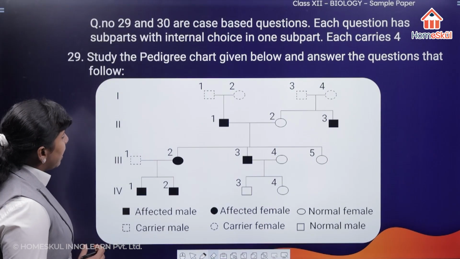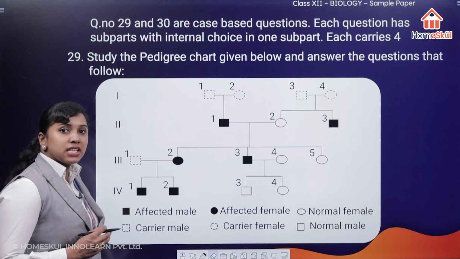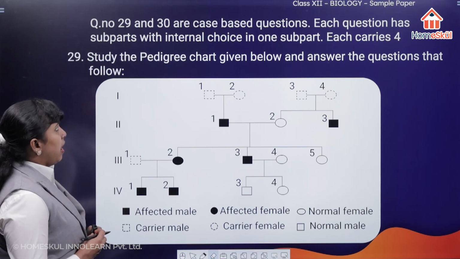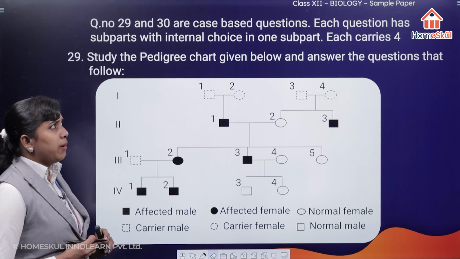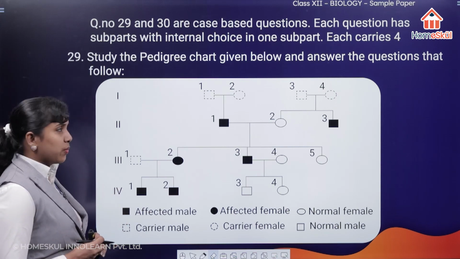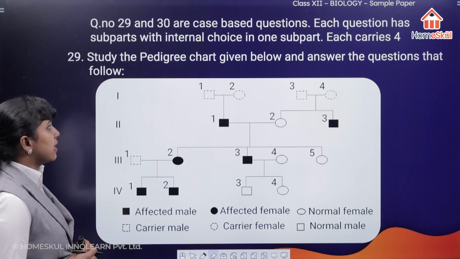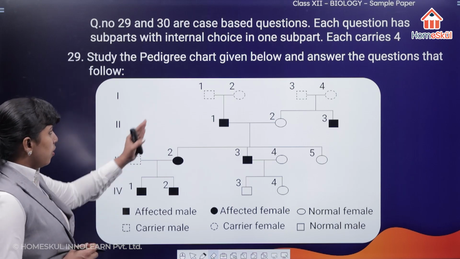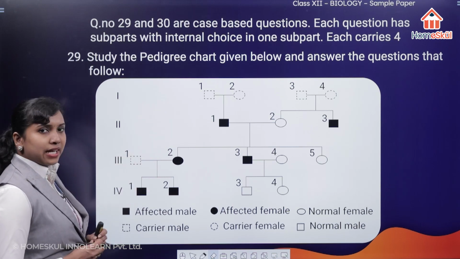Question number 29 and 30 are case-based questions, and each question has subparts with internal choice in one part, and each carries 4 marks. Okay, so let us see the 29th question here. Study the pedigree chart given below and answer the questions that follow. Okay, so we are given a pedigree chart here, right?